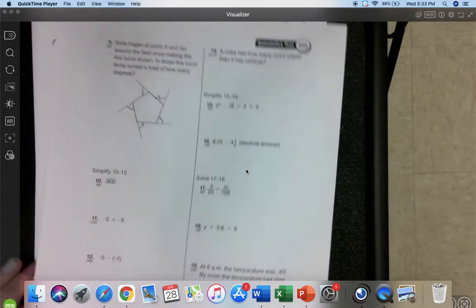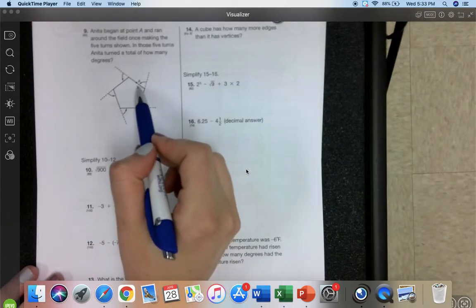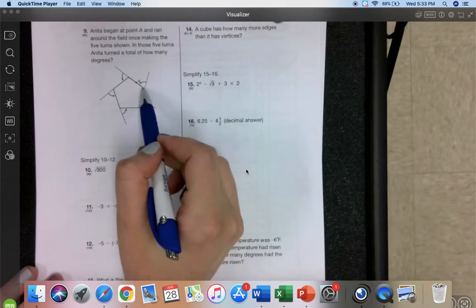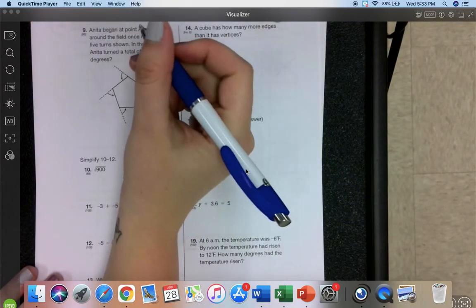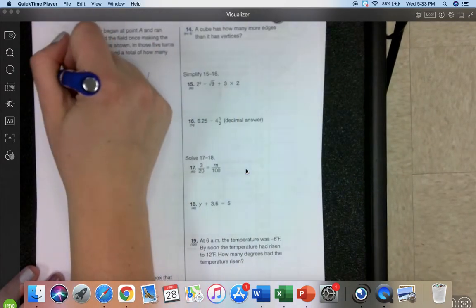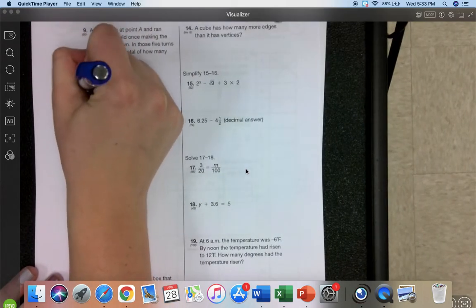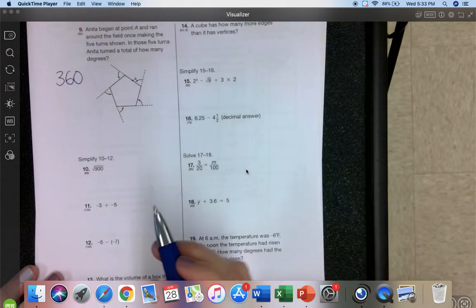Going on to the back side, all the way around, it says Anita began at point A and ran around the field once, making 5 turns. In those 5 turns, she turned a total of how many degrees? We know that all the way around is 360 degrees. And then how many turns?